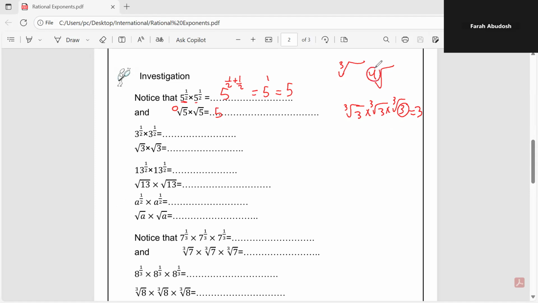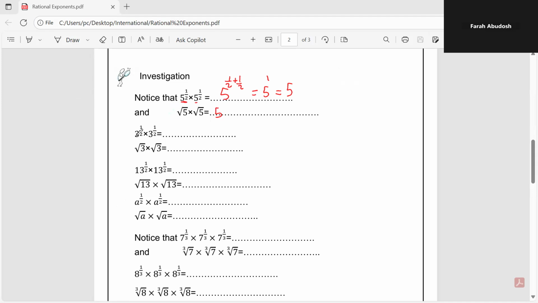If we have the root with the degree 4, we have to multiply this root by itself 4 times to take the number under the root by itself. I hope it is clear. So here, the degree of the root is a square root, so we don't put the 2. Square root of 5 times square root of 5 is 5.